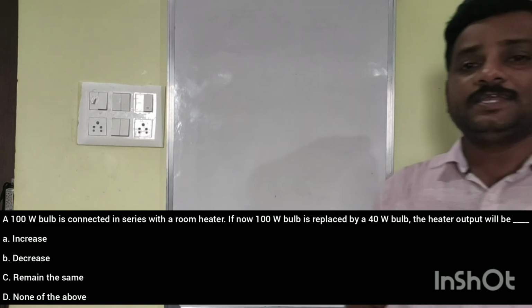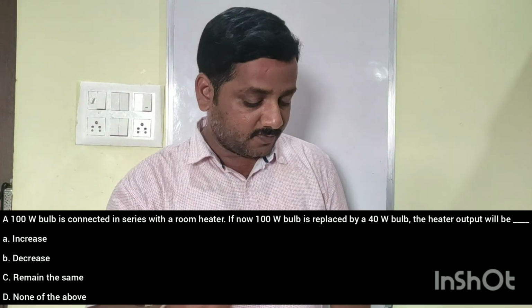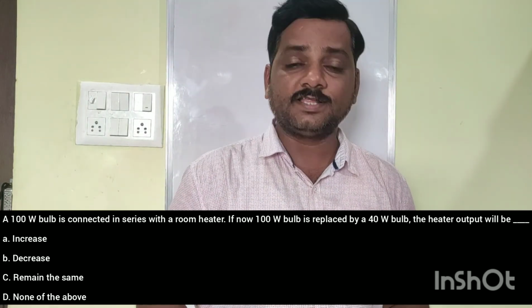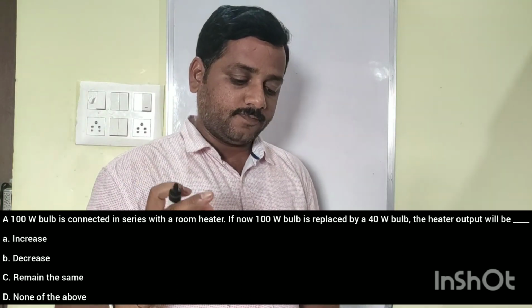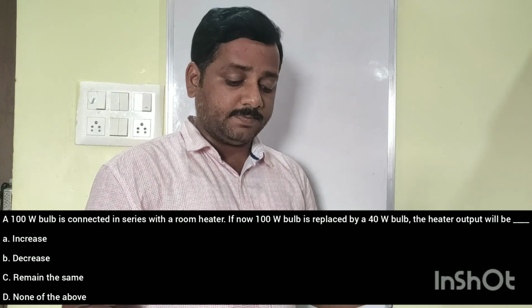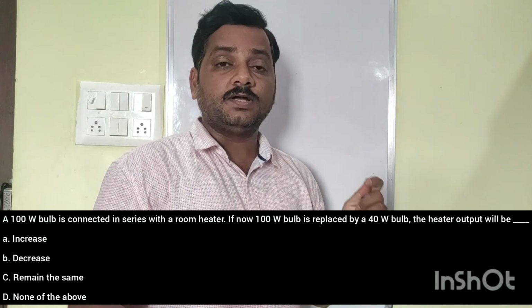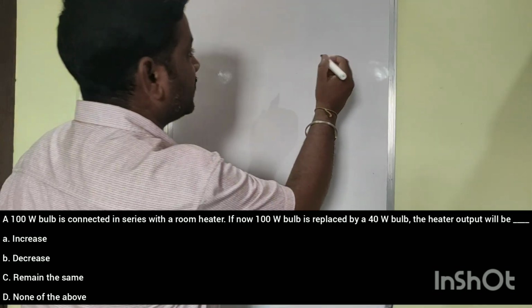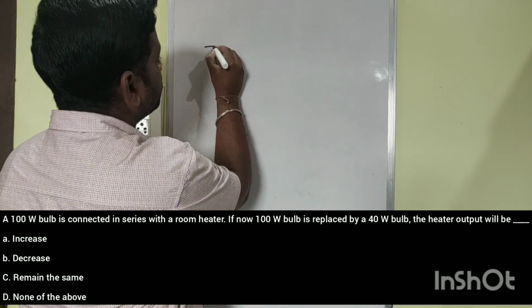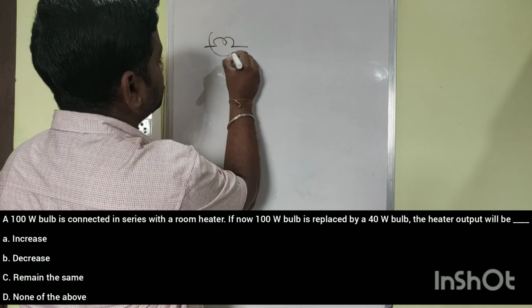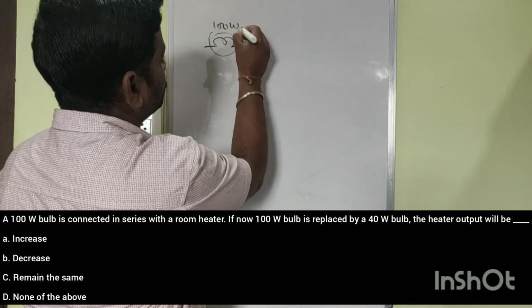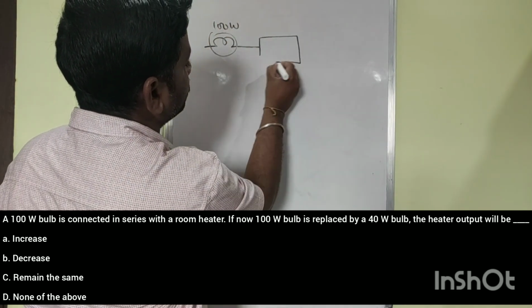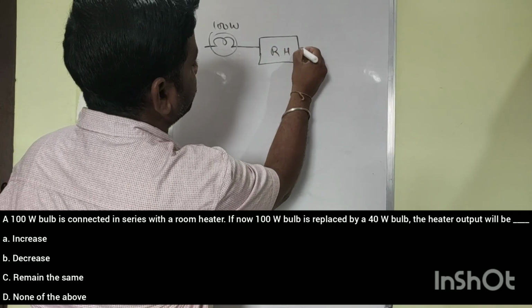So here it is very clearly mentioned, a 100-watt bulb is connected in series with a room heater. Full stop. If now the 100-watt bulb is replaced by a 40-watt bulb, the heater output will be dash. Okay, so the question is something like this. There is a bulb of 100 watt, which is connected in series with the room heater. Say this is the room heater.